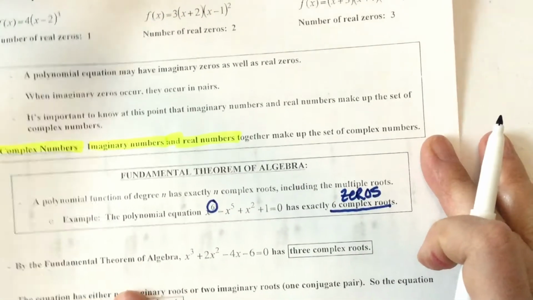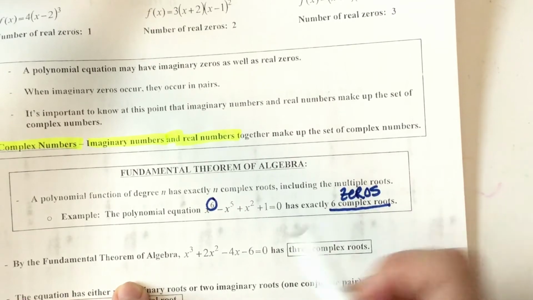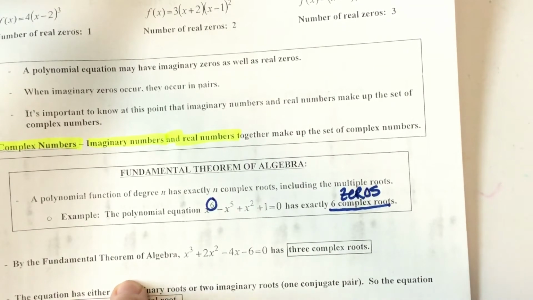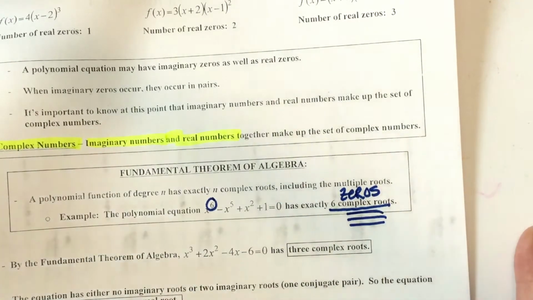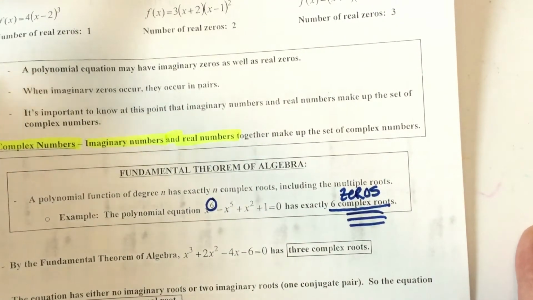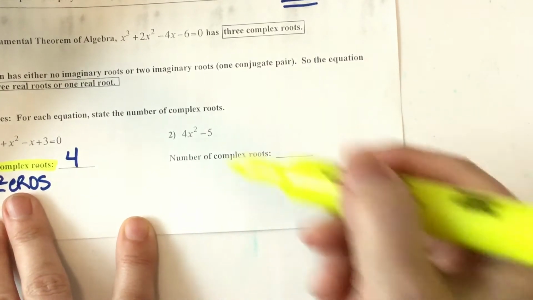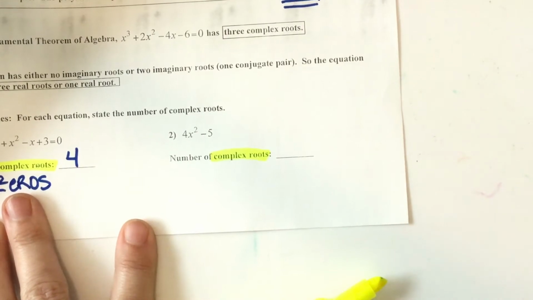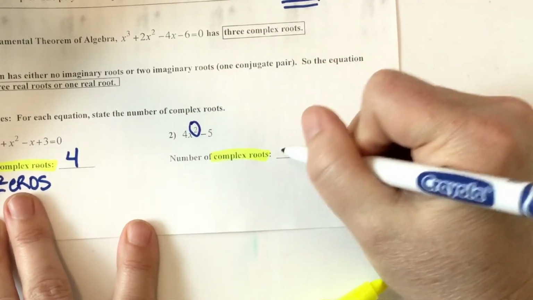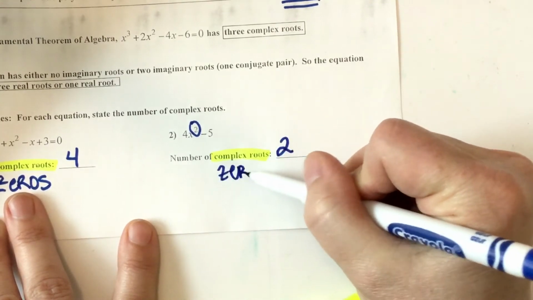Well, if it touched the x-axis 6 places, then all of those answers would be real. But if you don't see it touch 6 times, then that means you probably have some imaginary answers as well, which is why we call them complex roots, because complex roots are made up of your imaginary answers and your real. Okay, so down here, when it says how many complex roots are there, it wants to know how many zeros. So you just look at the highest exponent, and whatever the highest exponent is, that's how many complex roots or how many zeros the problem has.